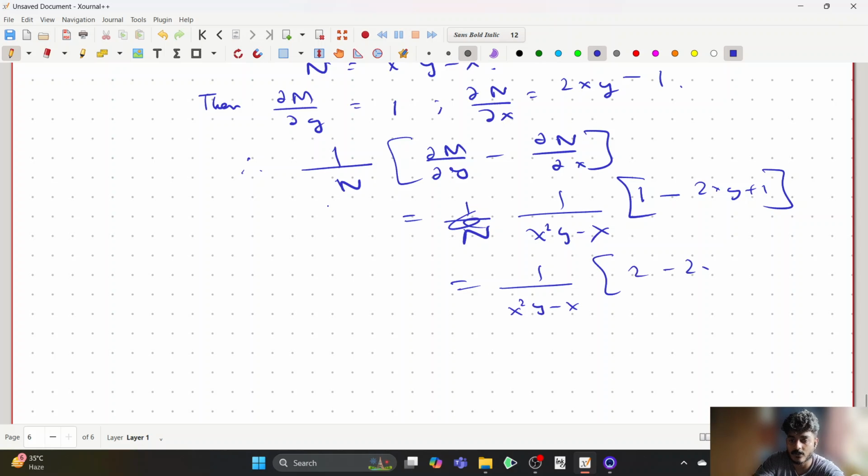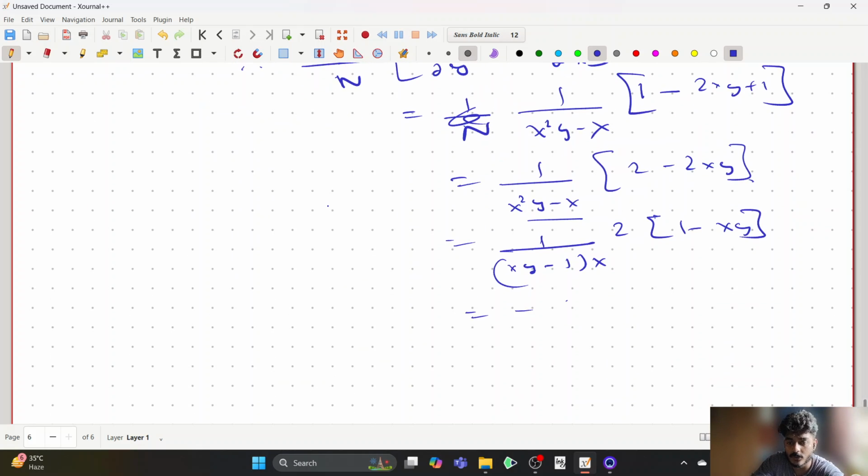This is 2 − 2xy, right? So if I take x common from outside, this is xy − 1, that's x, and I have 2 here, I have 1 − xy, right? So therefore this is equal to −2 upon x. Therefore this is independent of y.